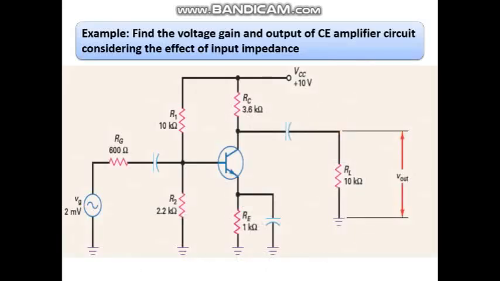Here there is an example that finds the voltage gain and output impedance of the CE amplifier considering the effect of source resistance, that is Rg. Here the Rg value is given as 600 ohm, Vg is 2 millivolt, R1 is 10k, R2 is 2.2k, Rc is 3.6k, Re is 1k, Vcc is 10 volt and RL is 10k.